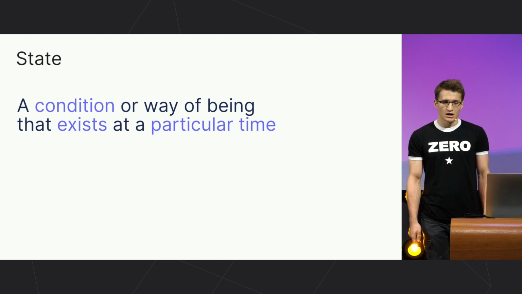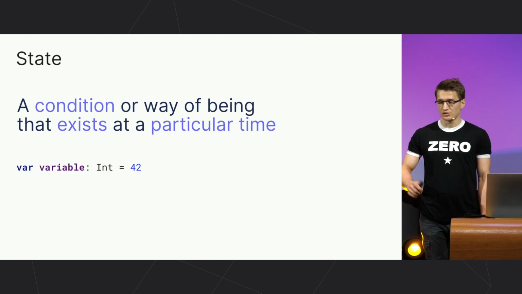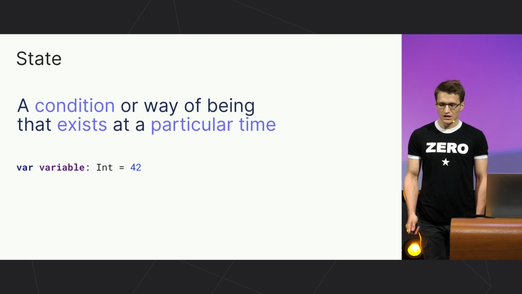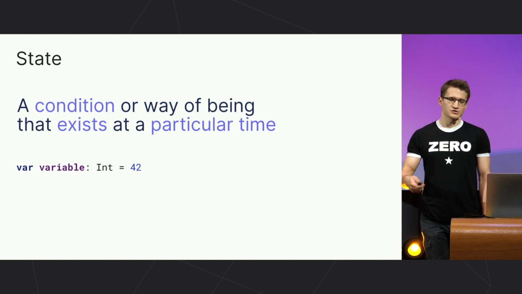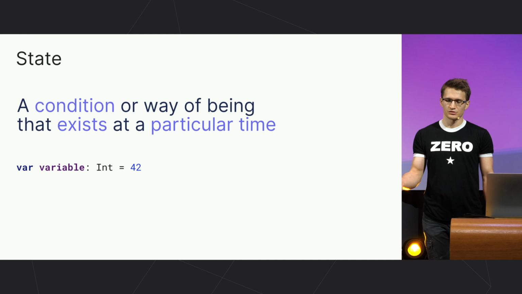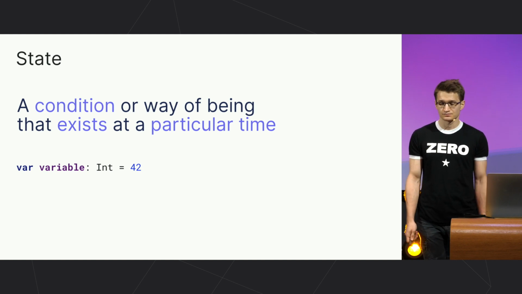A good enough example of state is a plain old variable. And this variable has a lot of values during its lifetime, but at any particular point of time, it has one, and you're interested only in its latest value.